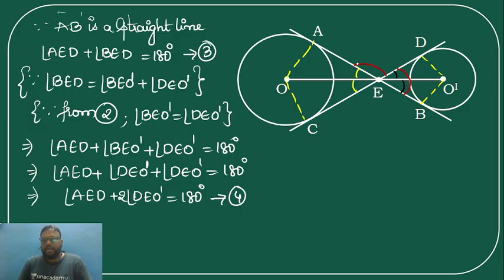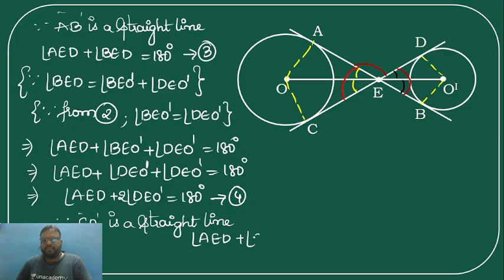Right. So what I got now? Angle AED plus 2 angle DEO' is equal to 180 I got. Now, one more way, exactly in the same way, I can take here as CD is a straight line, right? Again, when you take CD as a straight line, it is also a combination of two angles, right? Angle AED and angle CEA, correct? Same thing, the linear pair. So what can I write here? Angle AED plus angle CEA is equal to 180 degrees. Equation number 5.